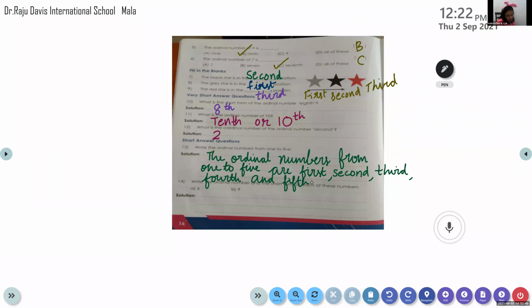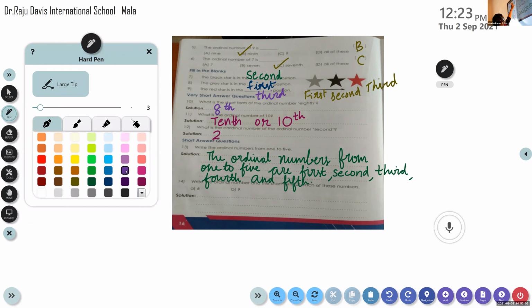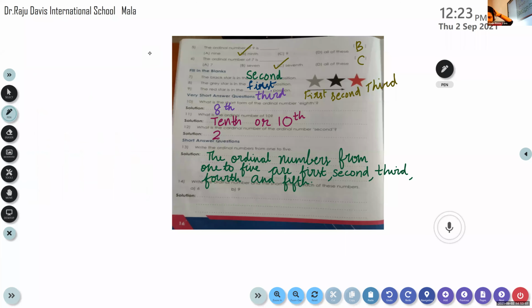Okay. So the ordinal numbers from 1 to 5 are 1st, 2nd, 3rd, 4th, and 5th. Siddhivinayak present. Okay, good. The remaining students are present. The absentees are Advaita Vinas, Advaita, Anayu TP, Evina, Joseph Sibi, and Shiva Madhav.